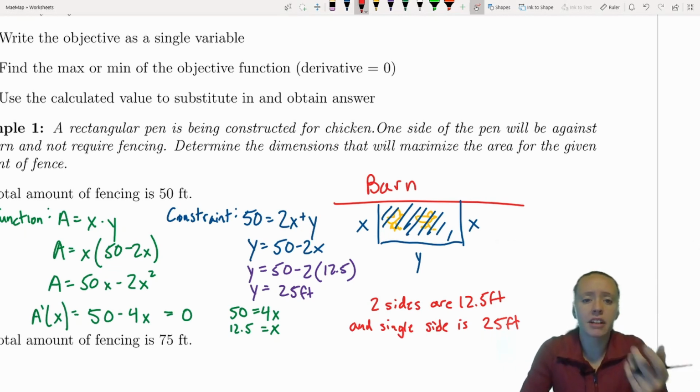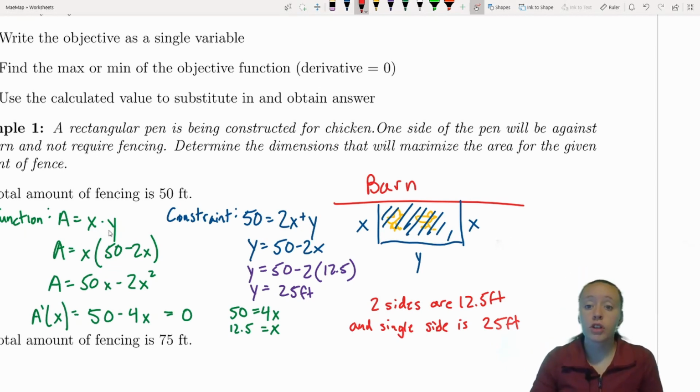So if I have 12.5 for both my sides and 25 feet, I could also ask what actually is that maximum area that we calculated. And that would be plugging 12.5 and 25 back in for my area. So for 50 feet of fencing, my maximum area is going to be 12.5 times 25, which is 312.5 feet squared.